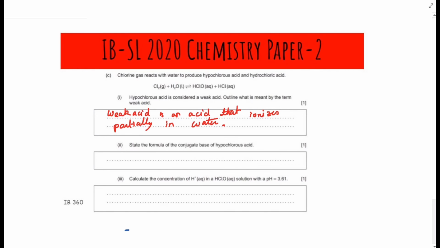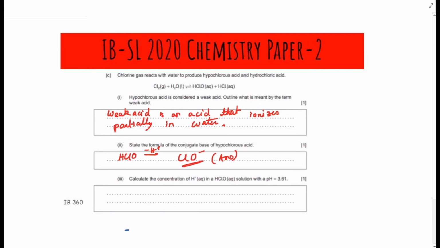State the formula of the conjugate base of hypochlorous acid. So how do we write the conjugate base of an acid? We remove an H plus ion from the compound. So from HClO, if you remove an H plus, what you are left with is ClO minus. So ClO minus is our conjugate base. Okay, so this is the answer, ClO minus.